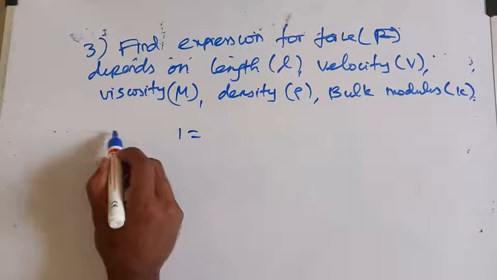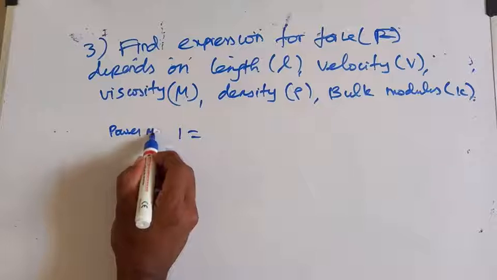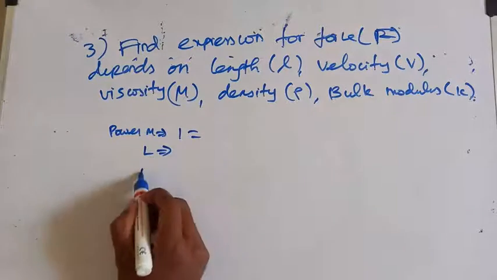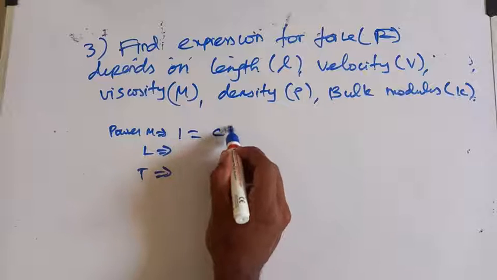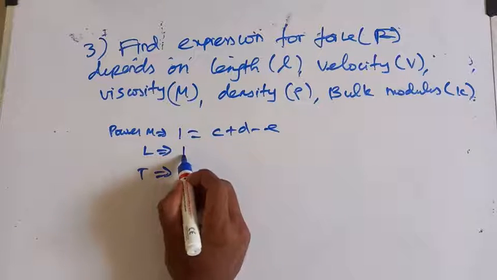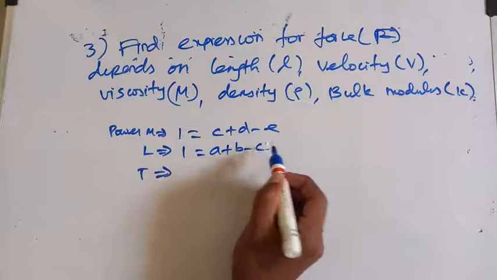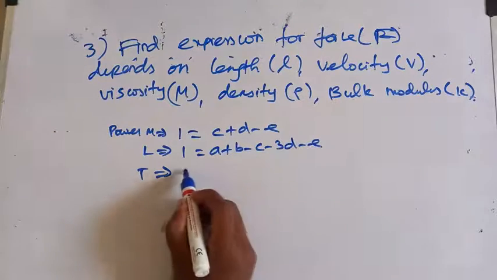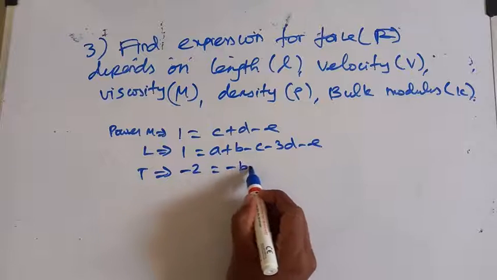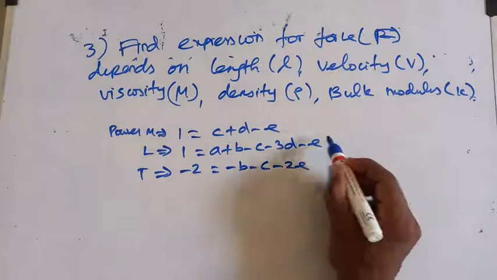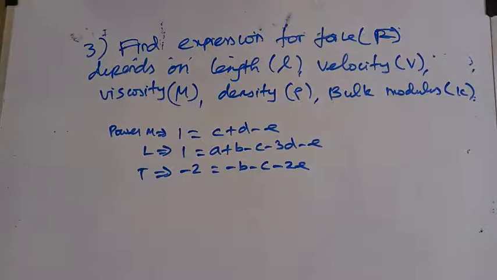One is for the power of M, then the L equation and the T equation. The M equation will be 1 equal to c plus d minus e. The L equation will be 1 equal to a plus b minus c minus 3d minus e. The T equation: minus 2 equal to minus b minus c minus 2e. Here we have three equations, but we have 5 constants. So what we have to do is convert some unknowns in terms of others. I mean we have to convert a, b, d in terms of c, e, that is, any 3 in terms of 2.